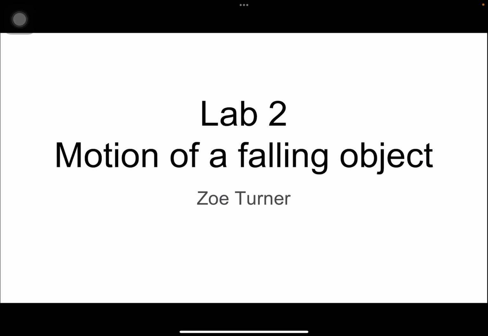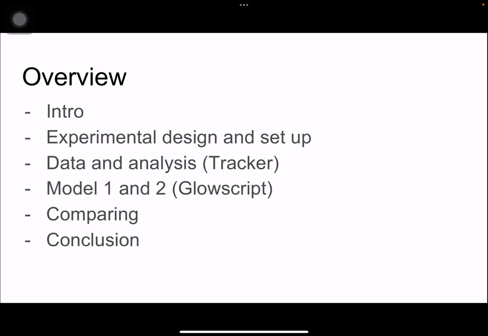Hello, my name is Zoe Turner, and this is my motion of a falling object for my Lab 2. In this little overview, we're going to go over the introduction of the lab, experimental design and setup, data and analysis, comparing the data together, and then ending with a conclusion.